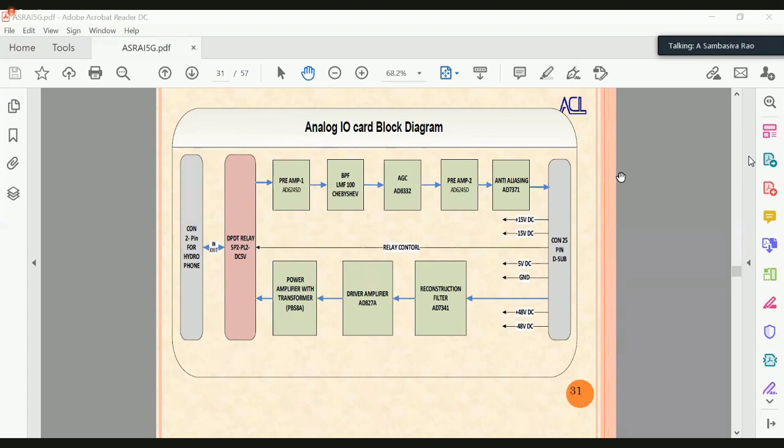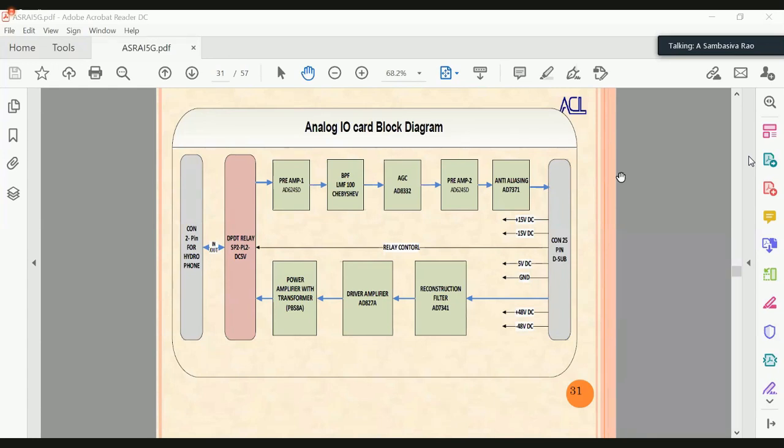Then the band pass filter. I will select a band pass for my selected band of frequencies. This is the AD 624 preamplifier. How can I design it? I have to see the data sheet and design accordingly. Okay. This is the band pass filter.